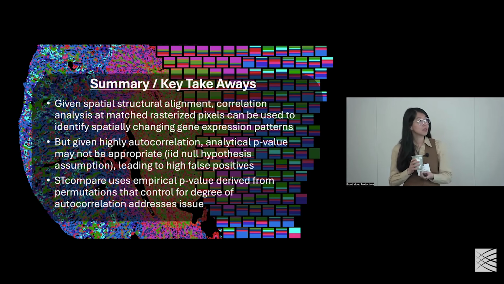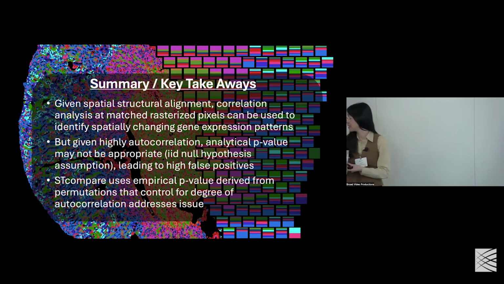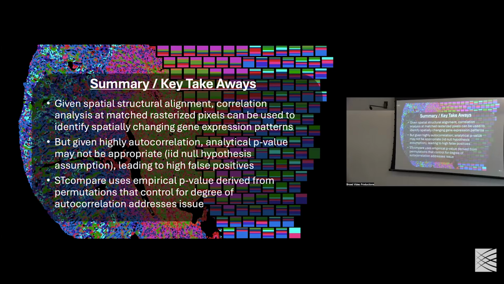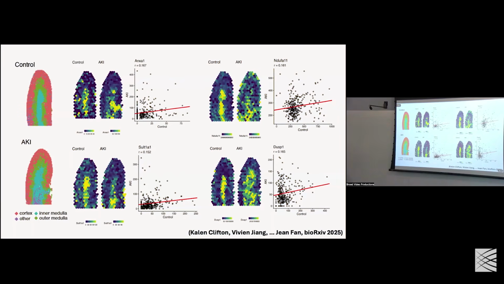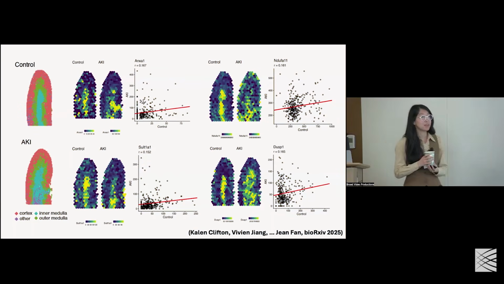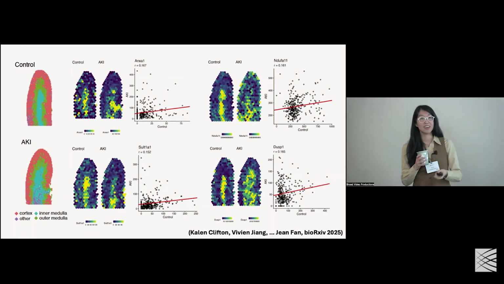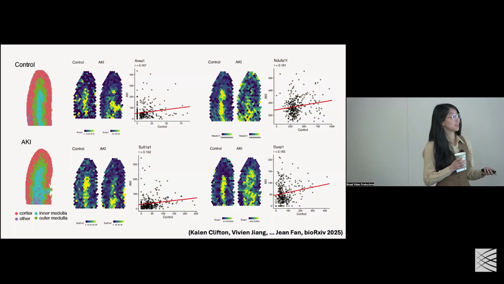There definitely is a bit of a correspondence. Actually, I was going to hide this slide, but maybe I'll unhide it. In general, if you have a very significant R, most likely you'll have a very significant analytical and empirical p-value. So then where are the differences? Here are a few examples where the analytical p-value is significant, but the empirical p-value is not. These are examples of genes that we filter out.